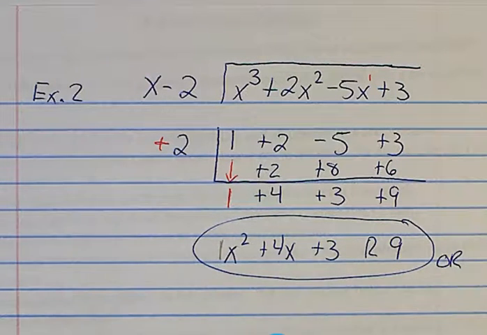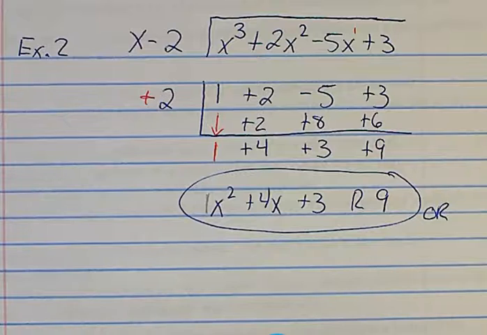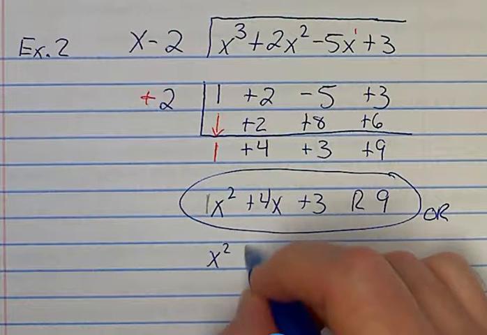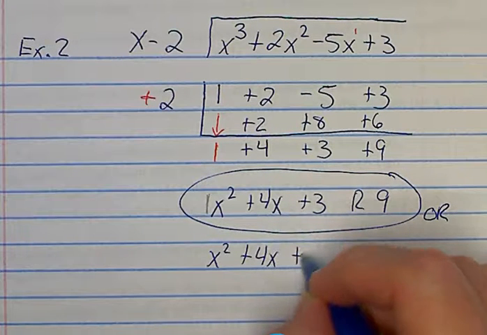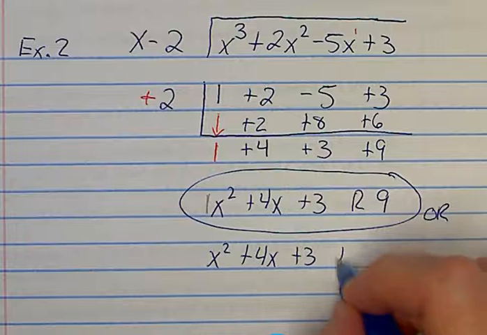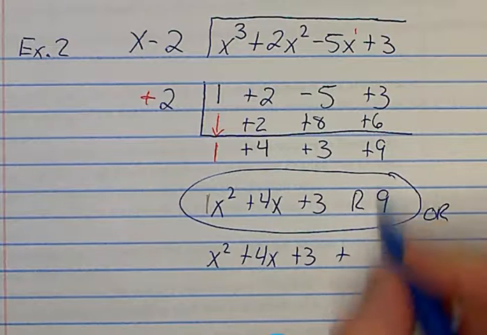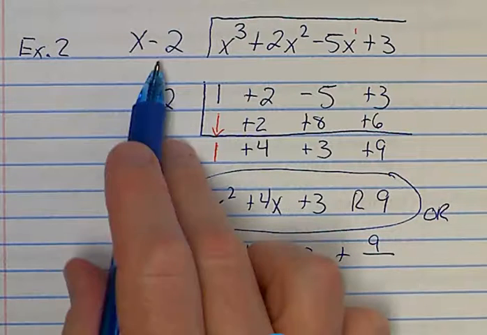So that's one option you may have. Again, the other option is they may do the same thing, but instead of your remainder being just the 9 by itself, you may do plus 9 and put that 9 over x minus 2.